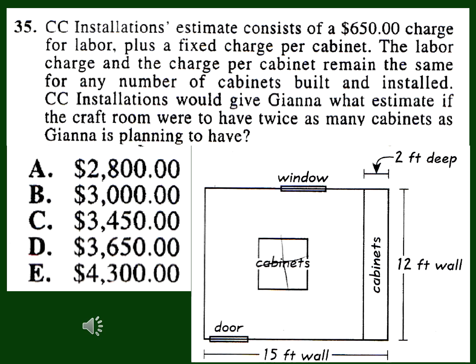In number 35, it says CC Installations estimate consists of a $650 charge for labor plus a fixed charge per cabinet. The labor charge and the charge per cabinet remain the same for any number of cabinets built and installed. CC Installations would give Gianna what estimate if the craft room were to have twice as many cabinets as Gianna is planning to have? And we have $2,800, $3,000, $3,450, $3,650, or $4,300 as the possible choices.